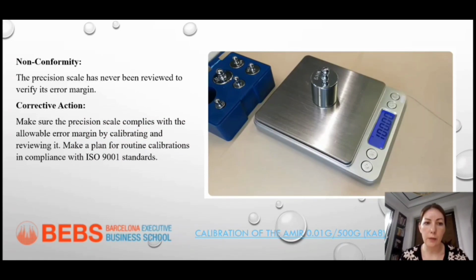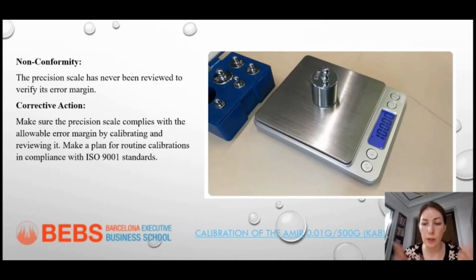The nonconformity regarding the precision scales is that they were never reviewed to verify their error margin. According to ISO standards for control of monitoring and measuring equipment, you need to calibrate the precision scale either before usage or at standard times. Maybe it looks like a schedule, but preferably before use.